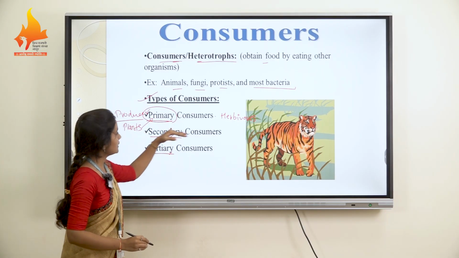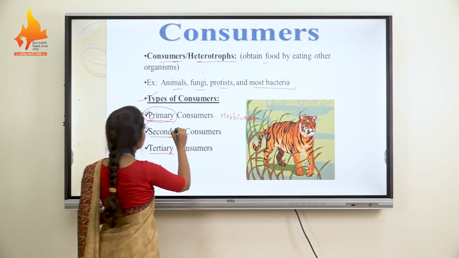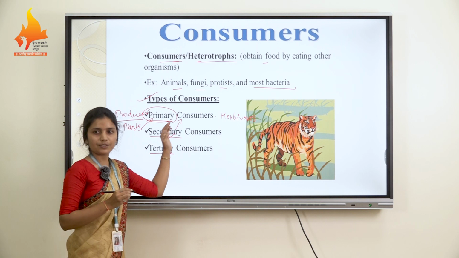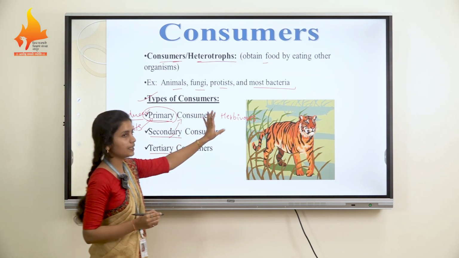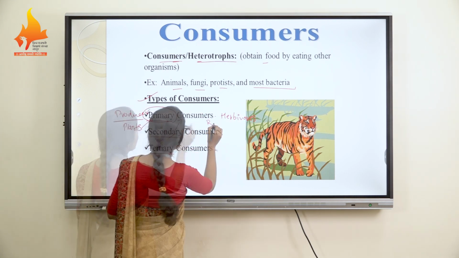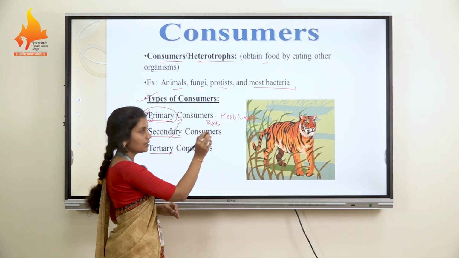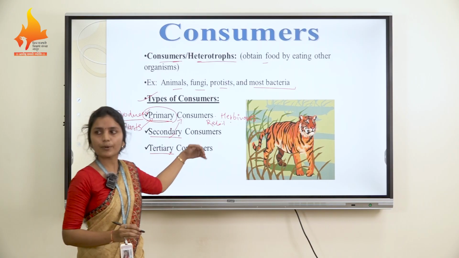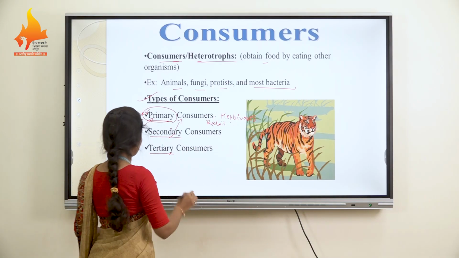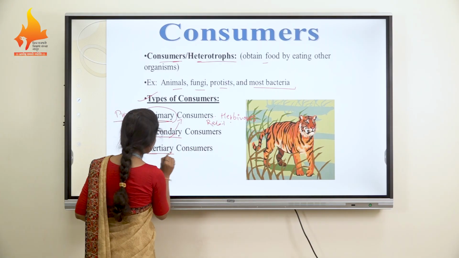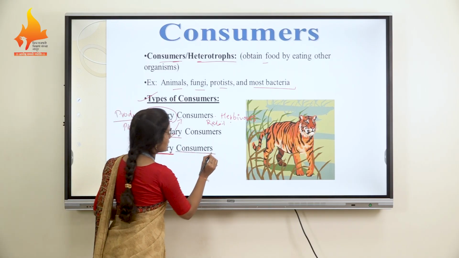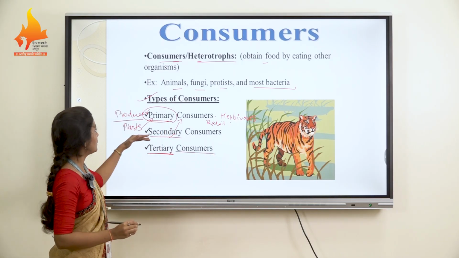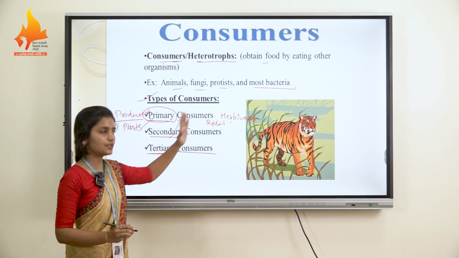Next, the secondary consumer. The organisms which depend upon the primary consumer are called secondary consumers. An example of a primary consumer is a rabbit, and the secondary consumer depends upon the primary consumer for its food. And what is a tertiary consumer? Tertiary consumers are the organisms which depend upon secondary consumers.